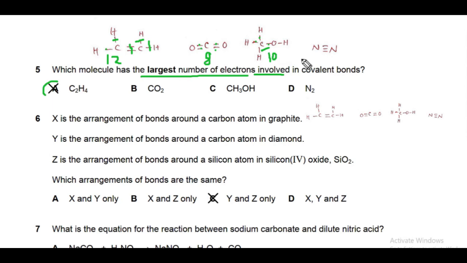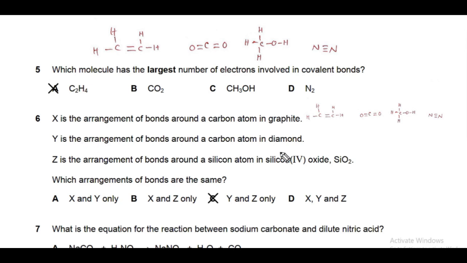Every bond has 2 electrons. So nitrogen with its triple bond has 6 electrons. Ethene involves 12 electrons, carbon dioxide involves 8 electrons, methanol 10 electrons, and nitrogen 6 electrons. So A is the right answer, ethene.